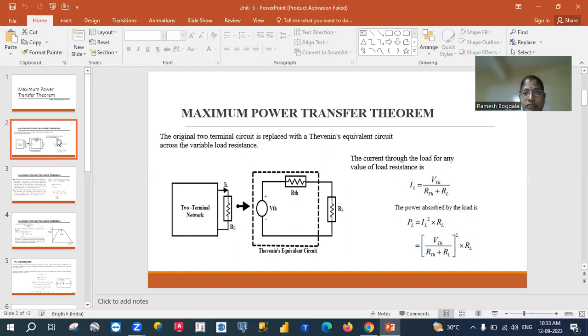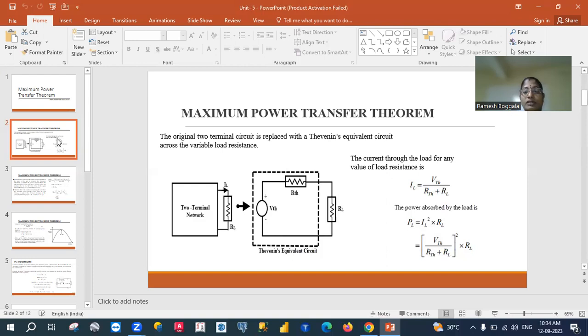So what is meant by the maximum power transfer theorem? When the source resistance is equal to the load resistance, at that time the circuit transfers the maximum power. The current through the load for any value of load resistance is IL, which is equal to VTH divided by RTH plus RL. So what is the power absorbed by the load? The power absorbed by the load is PL, using the formula P equals I square R.